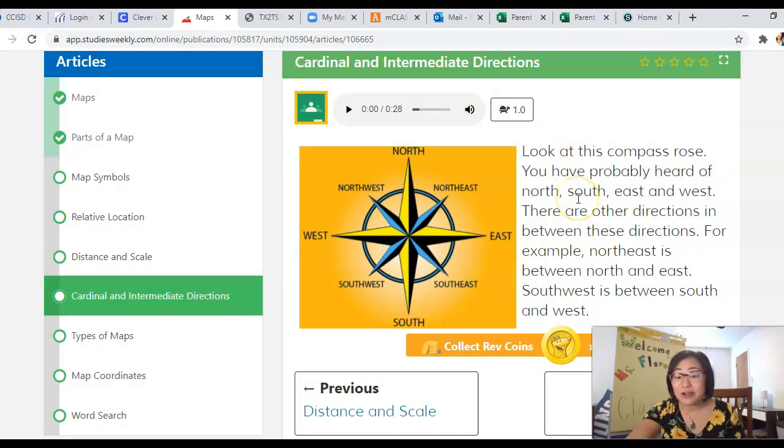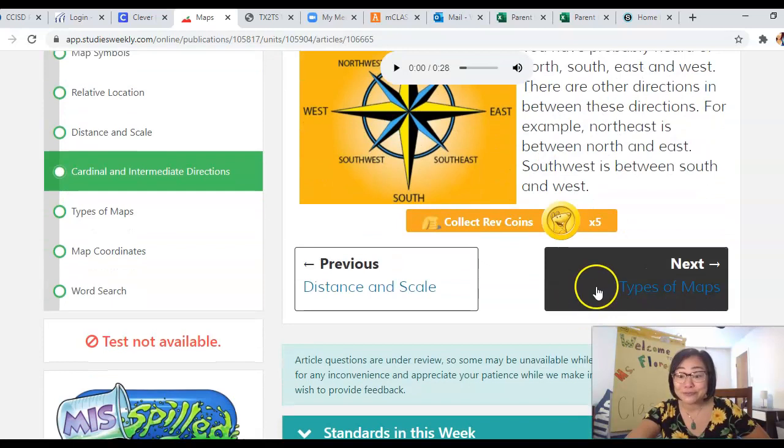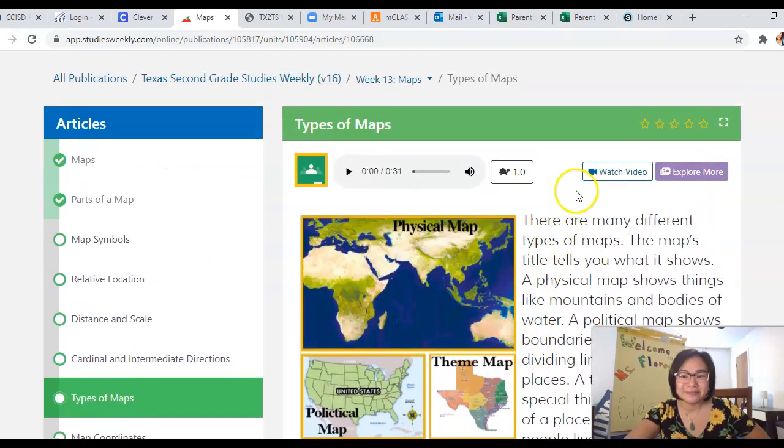You have probably heard of north, south, east, and west. There are other directions in between those directions. For example, northeast is between north and east. Southwest is between south and west. Those are called intermediate directions, right? So north, east, south, and west are our cardinal directions. The intermediate directions are the ones that are in between, in blue. That was super cool.